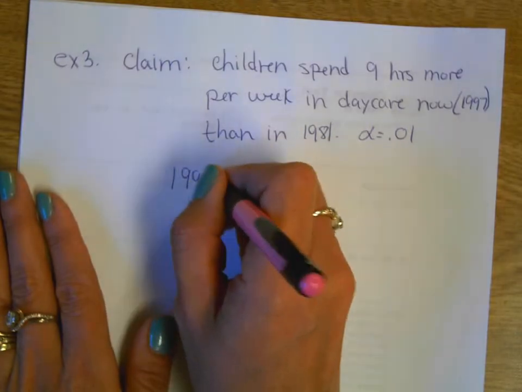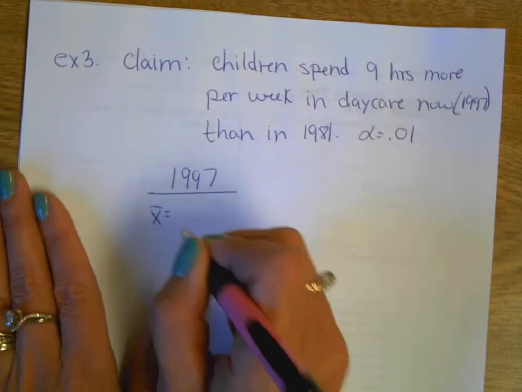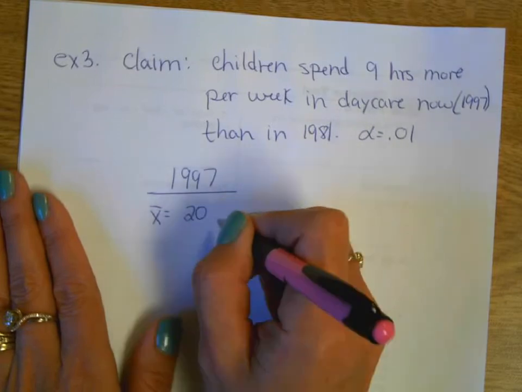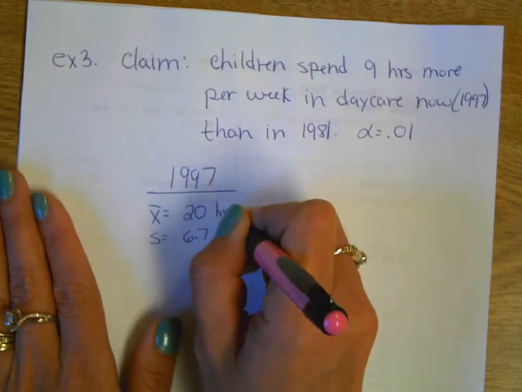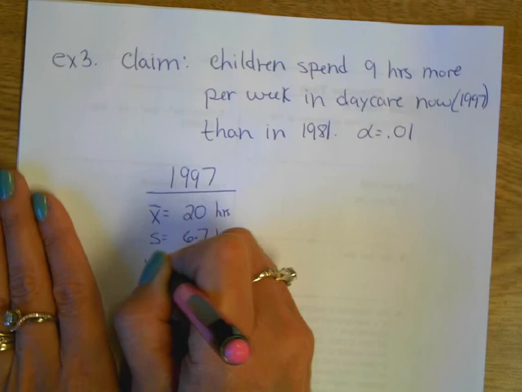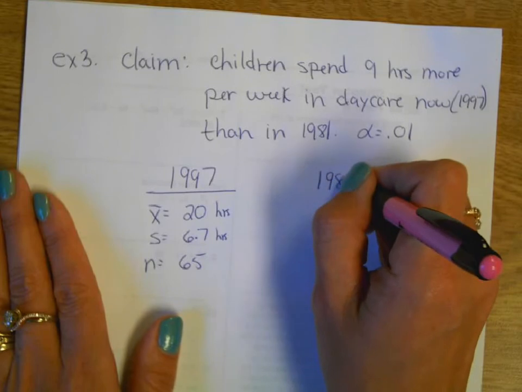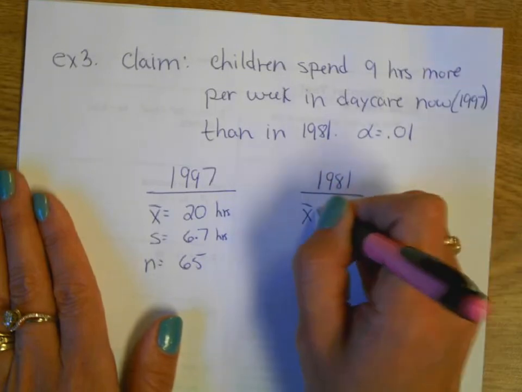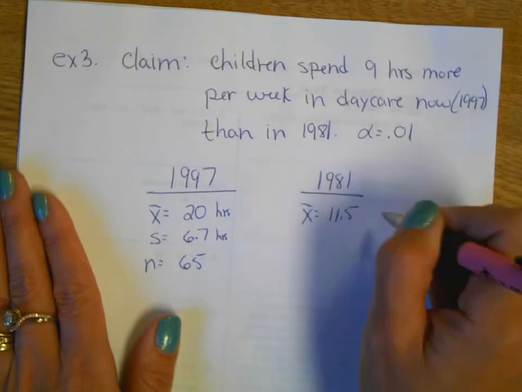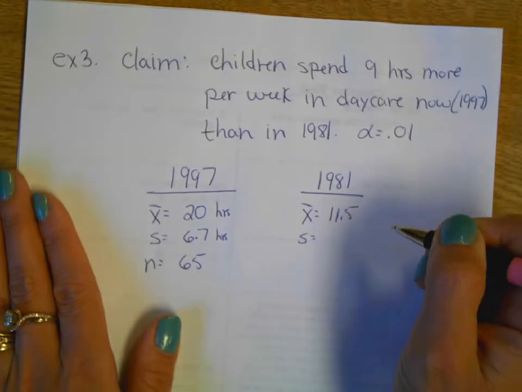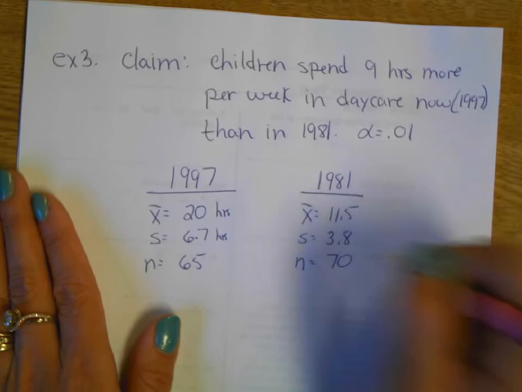Here's our 1997 data. Average time spent in daycare in a week was 20 hours. Standard deviation 6.7. Sample size was 65. Nice large sample. For 1981: 11.5. Standard deviation 3.8. Sample size 70.